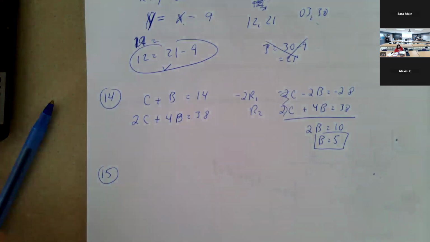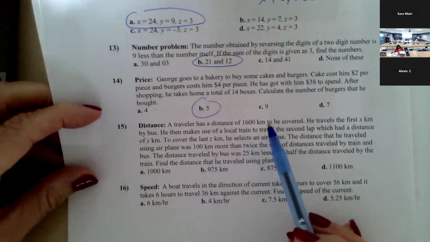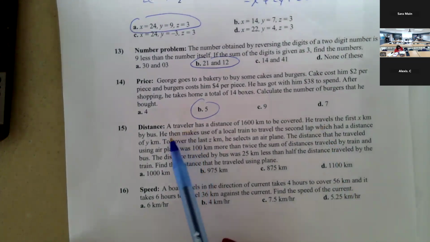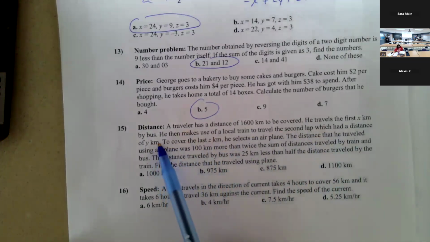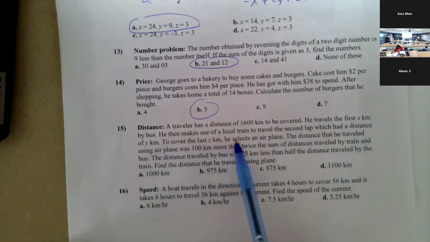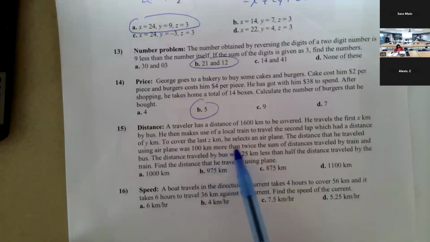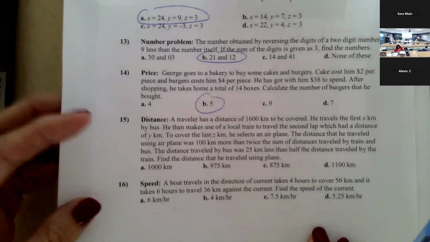Let's read through number 15. So it says a traveler has a distance of 1,600 kilometers to be covered. He travels the first X kilometers by bus. He then makes use of a local train to travel the second lap, which he had a distance of Y kilometers. To cover the last Z kilometers, he selects an airplane. The distance that he traveled using airplane was 100 kilometers more than twice the sum of distances traveled by train and bus. The distance traveled by bus was 25 kilometers less than half the distance traveled by the train. Find the distance that he traveled using the plane. Woo!